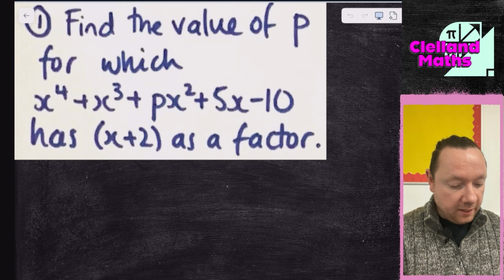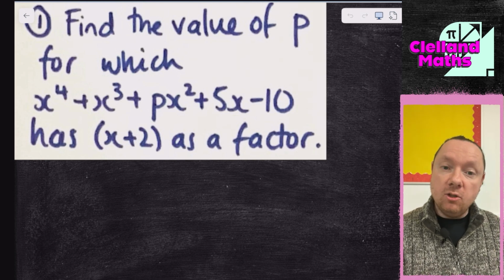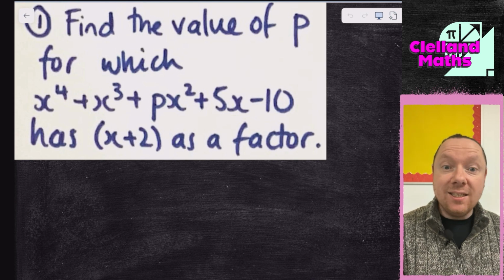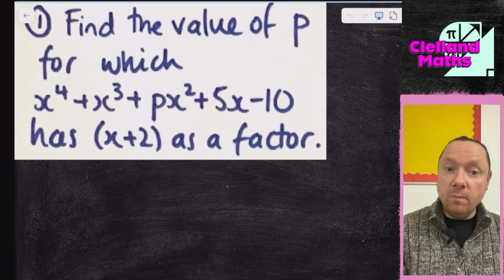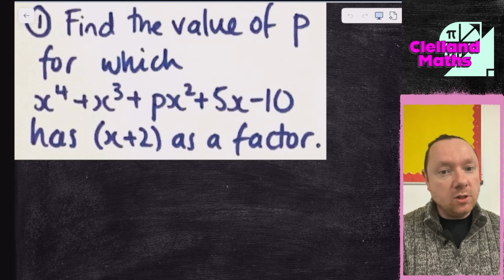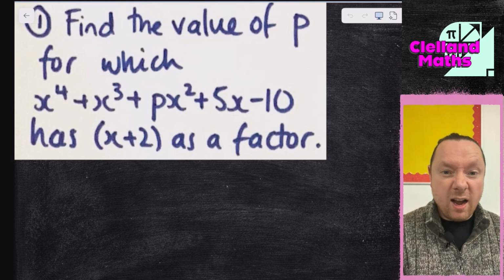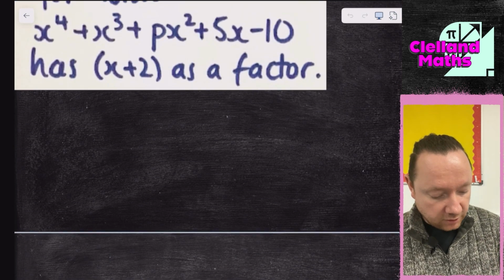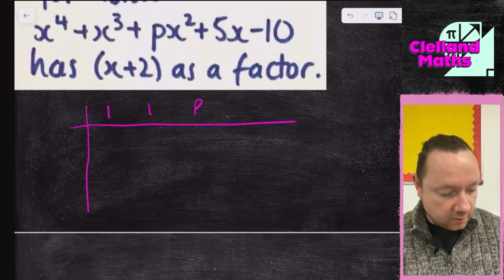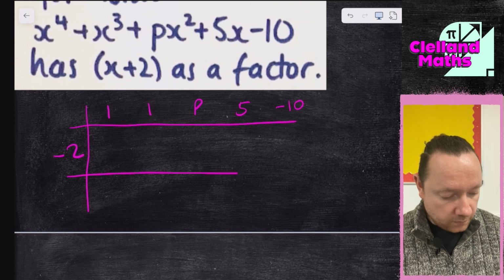Question 1. Find the value of p such that this has x plus 2 as a factor. So that's a polynomial. And if it's got x plus 2 as a factor, it means I can sub in minus 2 and the remainder should be 0. There's two ways to sub in. You can sub in directly, or what I think most people do is use synthetic division. So I'll do it that way for you. Synthetic division means you set up a little table. We've got 1x^4, 1x cubed, px squared, 5x, and minus 10. And we're subbing in x plus 2, so we're subbing in minus 2.